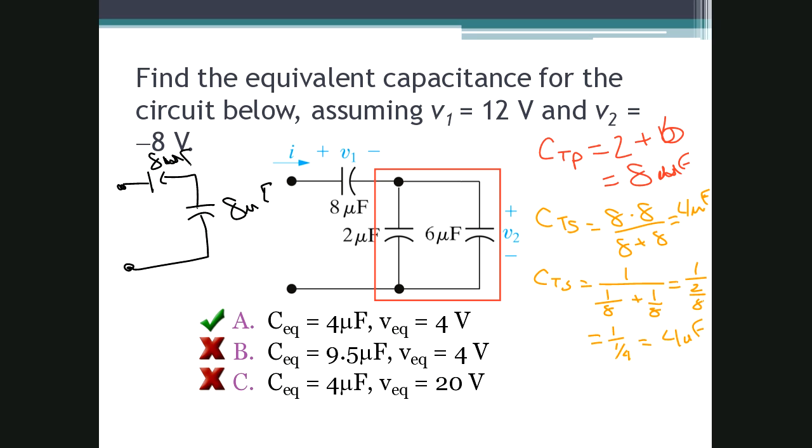Okay, so we know that we can cross out, I'll put this in red, this answer. So this one says 9.5 microfarads at 4 volts. I know we have the right answer already checked off, but we definitely have to look at one of these 4 microfarads if we didn't know, and we were given this on the test. And now we've got to find out what the equivalent voltage is across the circuit.